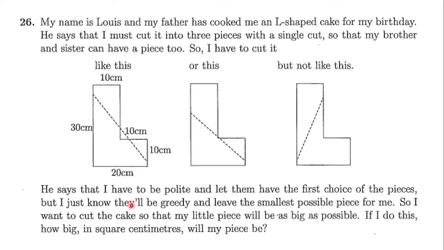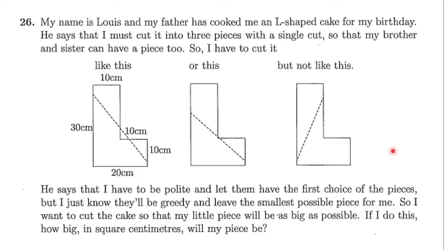Question 26. My name is Lewis and my father has cooked me an L-shaped cake for my birthday. He says that I must cut it into 3 pieces with a single cut, so that my brother and sister can have a piece too. So I have to cut it like this, or this, but not like this, because this is only 2 pieces. It has to be 3 pieces.